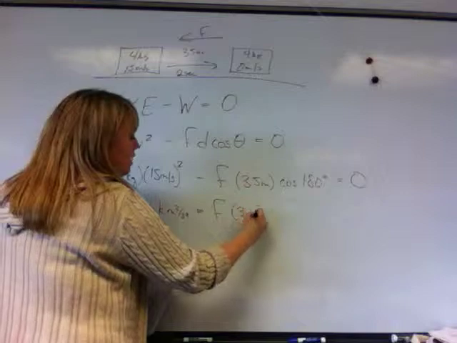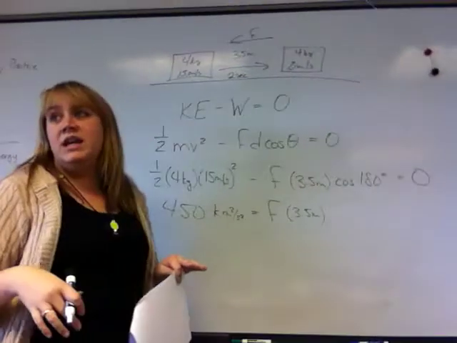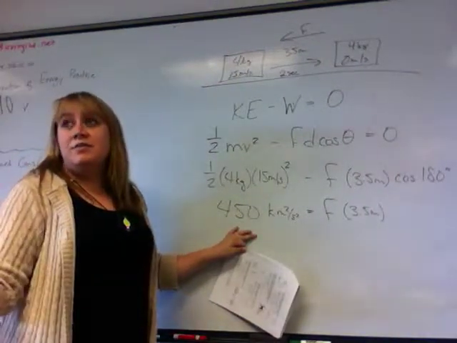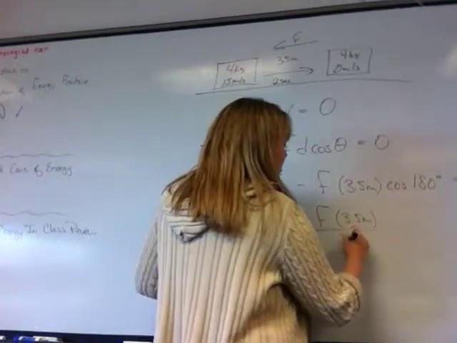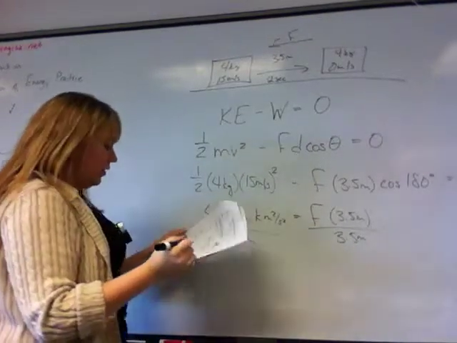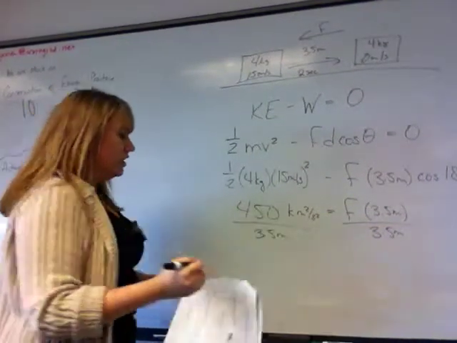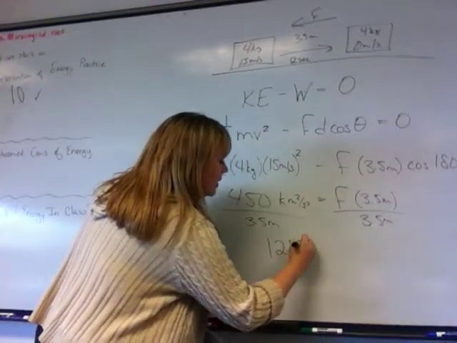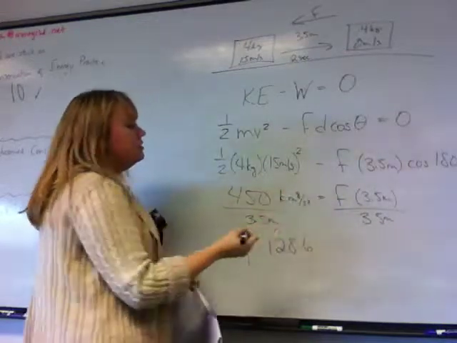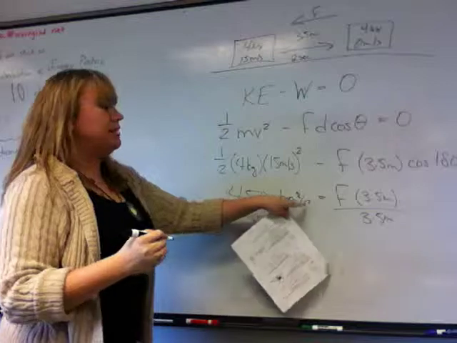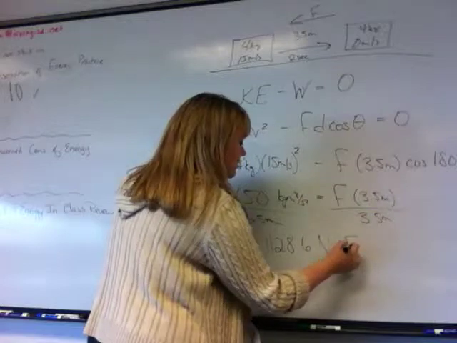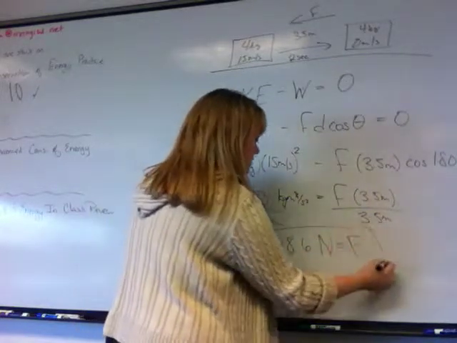force times 3.5 meters. Drop in the cosine 180 because that's 1. That's what gave us our -1. Now since I've got the 3.5 meters on the right with our force, we can divide both sides by 3.5 meters. So 450 divided by 3.5, you should get 128.6. As far as my label goes, we cancel out the meters, and kilograms meters per second squared is a Newton. So my force is equal to 128.6 newtons.